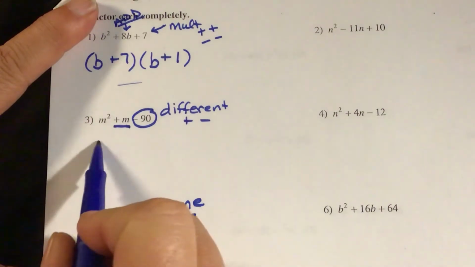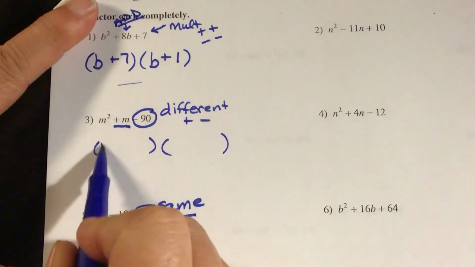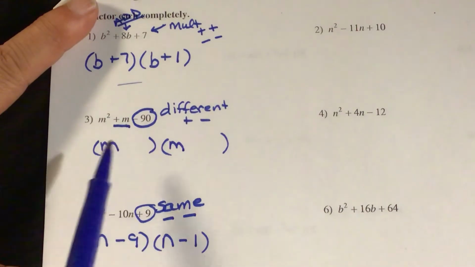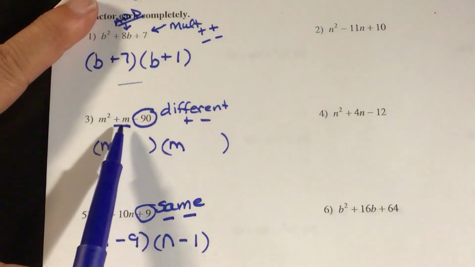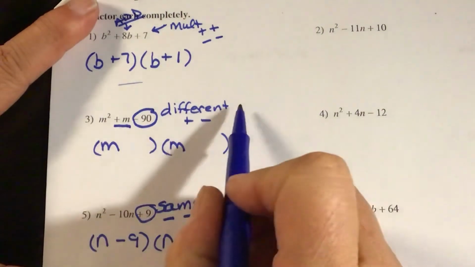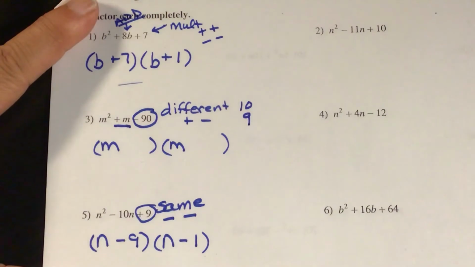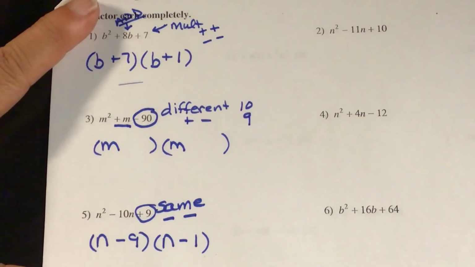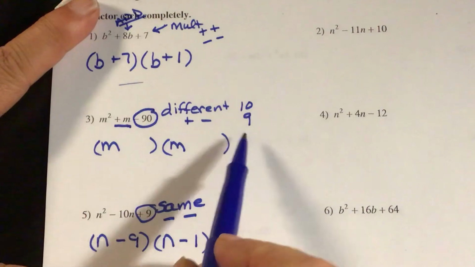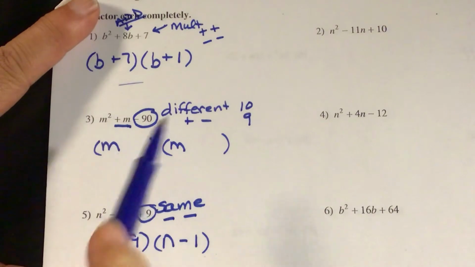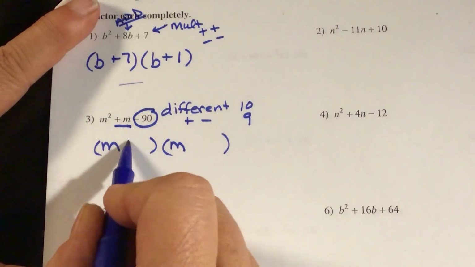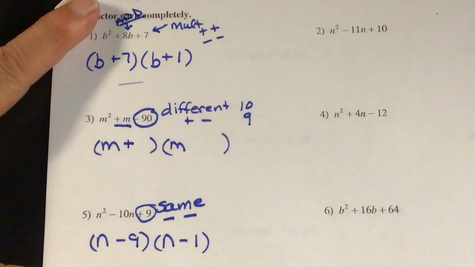So here, I'm going to start with an m, and the numbers that multiply to be 90 and subtract to be 1 are 10 and 9. All right, so 10 times 9 is 90, and if I subtract them, I get 1. Now the key to determining which one is positive and which one is negative has to do with the middle sign. If the middle sign is positive, that means the bigger number has to be positive.